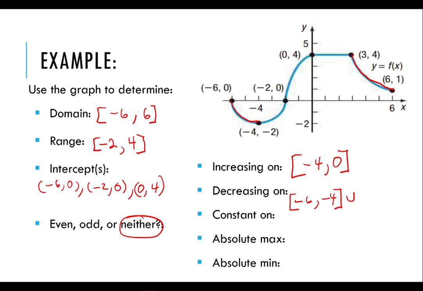Union, it picks back up again as decreasing at 3. We will use a bracket because the point does exist, and we're going to continue to decrease until +6. And we will use a bracket because that value does exist.